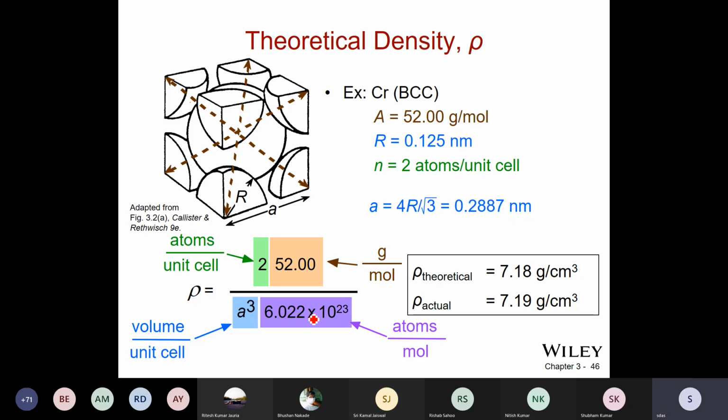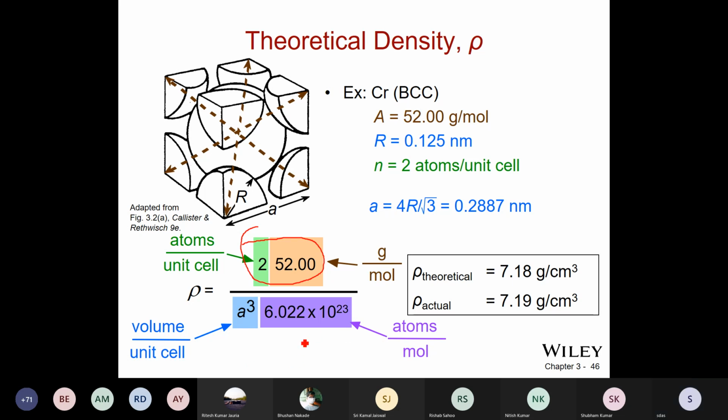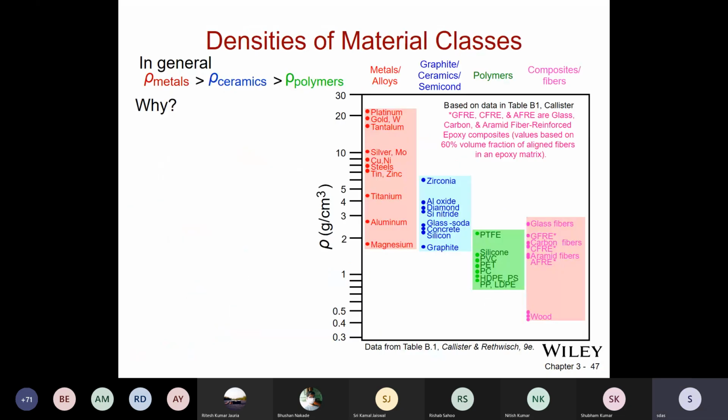So for the theoretical density, from the number of atoms, 52 is the atomic weight, volume of the unit cell is a to the power 3, and this is Avogadro's number. I get a theoretical density of 7.18 gram per centimeter cubed. The actual density, if we measure it experimentally, is 7.19. So that's a pretty good calculation with these values.